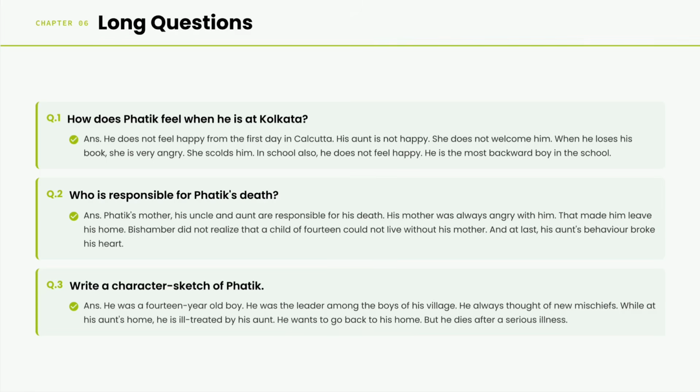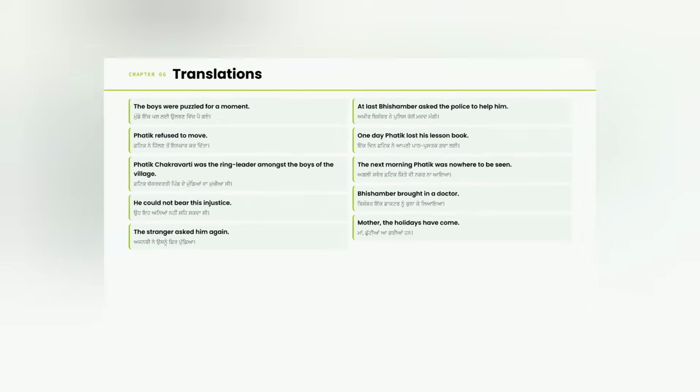Question 3. Write a character sketch of Fatik. Answer: He was a 14-year-old boy. He was the leader among the boys of his village. He always thought of new mischiefs. While at his aunt's home, he is ill-treated by his aunt. He wants to go back to his home, but he dies after a serious illness.